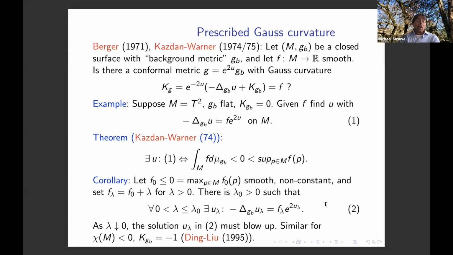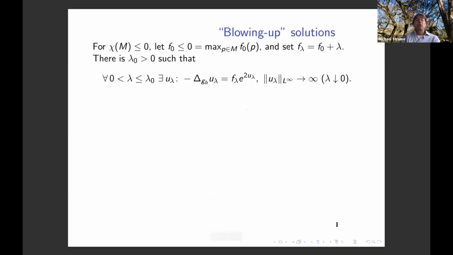These large solutions that blow up as lambda tends to 0 in higher genus were discovered by Ding-Liu in 1995. On the next page, let me show you the situation graphically. Here I summarize the analytic conditions: chi(M) is non-positive, f_0 is non-positive with maximum equal to 0, and f_lambda is this shifted function.